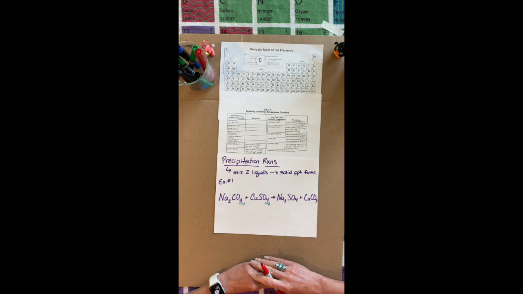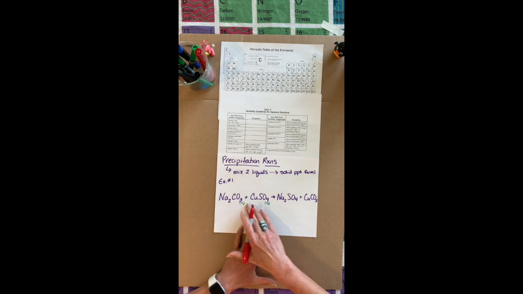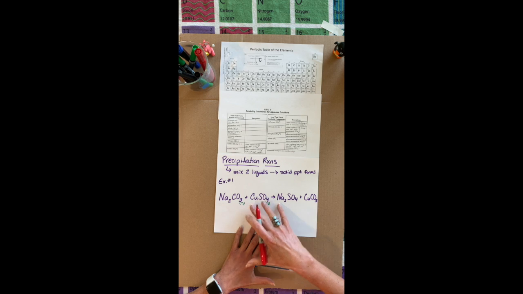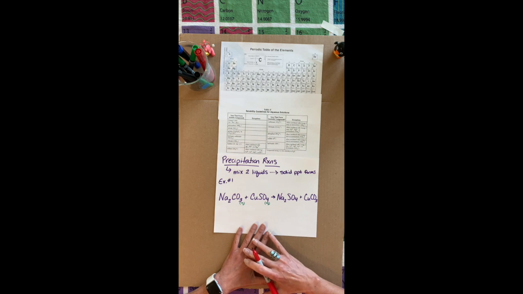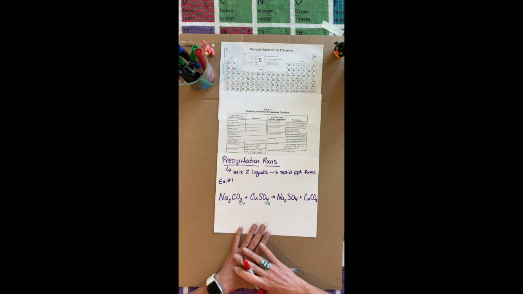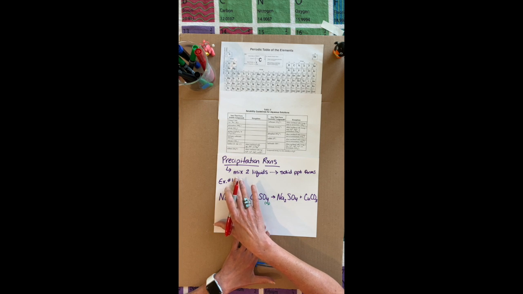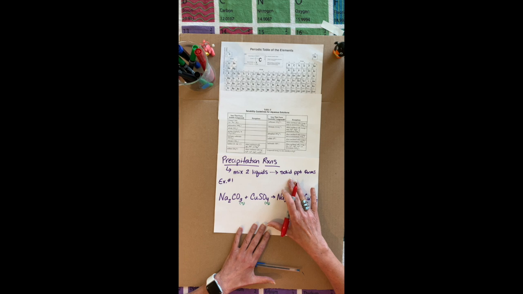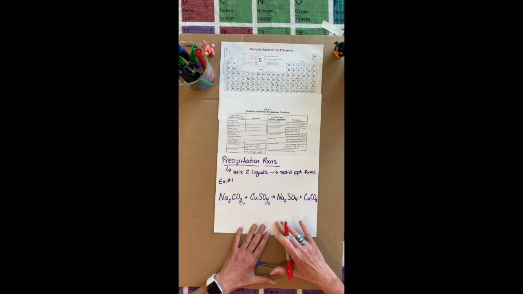Let's look at precipitation reactions. So now we're going to have a full chemical reaction presented here, and we're going to assess this chemical reaction using our table F to determine if a precipitate forms. A precipitate is when you mix 2 liquid substances and a solid forms. It's a solid precipitate that forms, and we call them precipitation reactions.